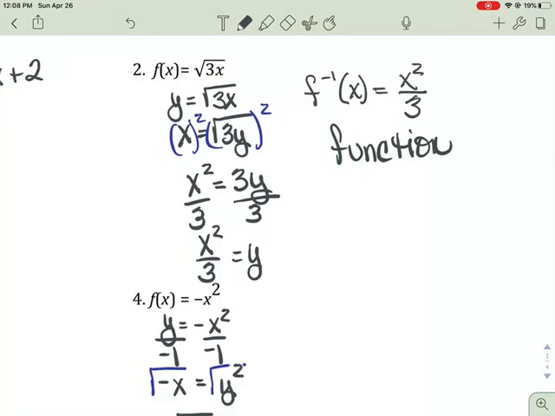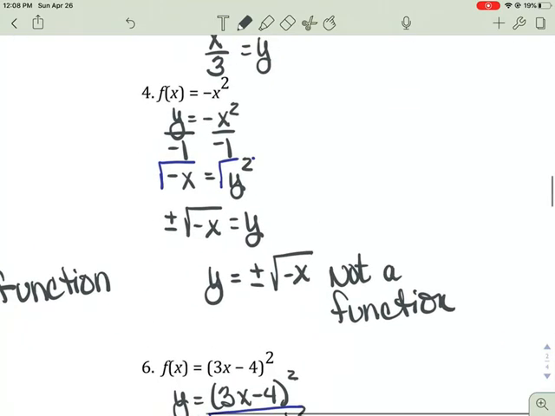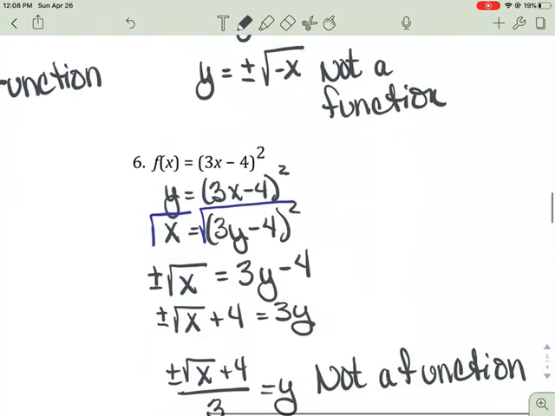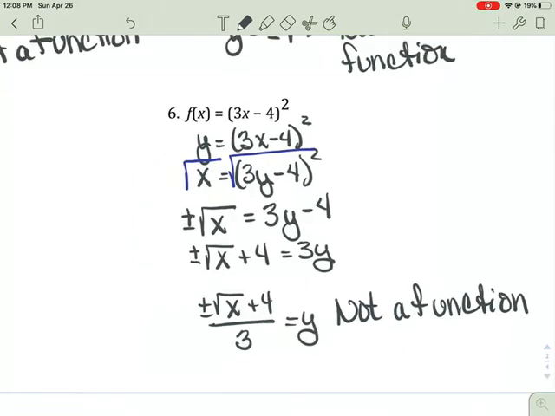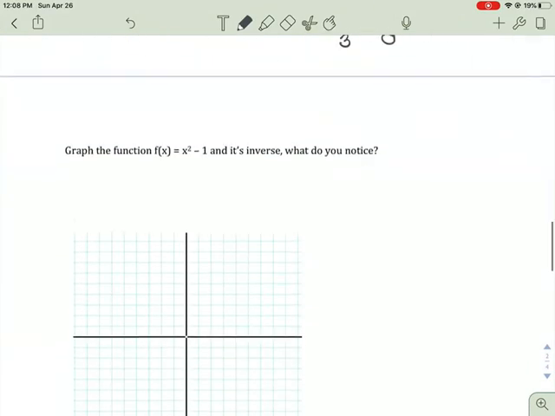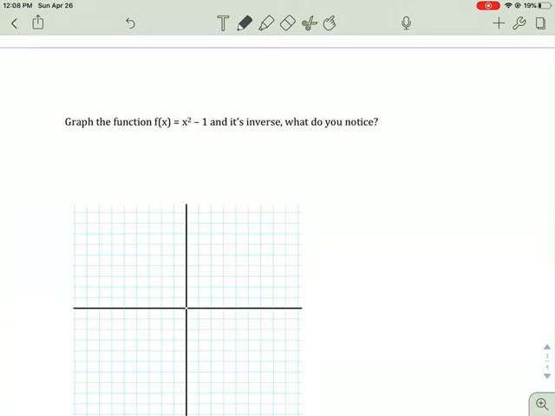Okay, so the first one in 2, I got x squared over 3. That is a function. Now this one got really weird because I had to divide by -1 first, then switch my letters, then divide by -1. I ended up with plus or minus the square root of negative x. That's definitely not a function. And in the last one, not a function because I had to square root both sides. And again, when we square root something, we get plus and minus, so it automatically makes it not a function.